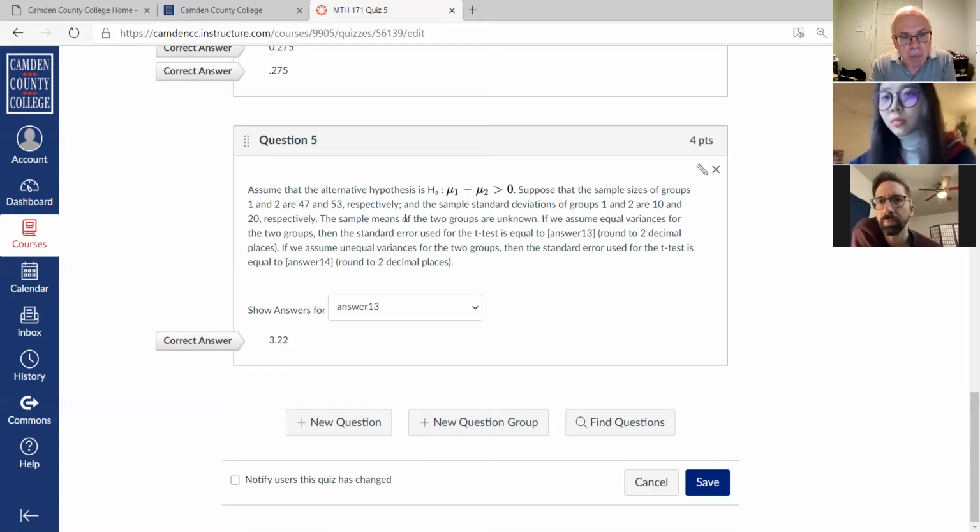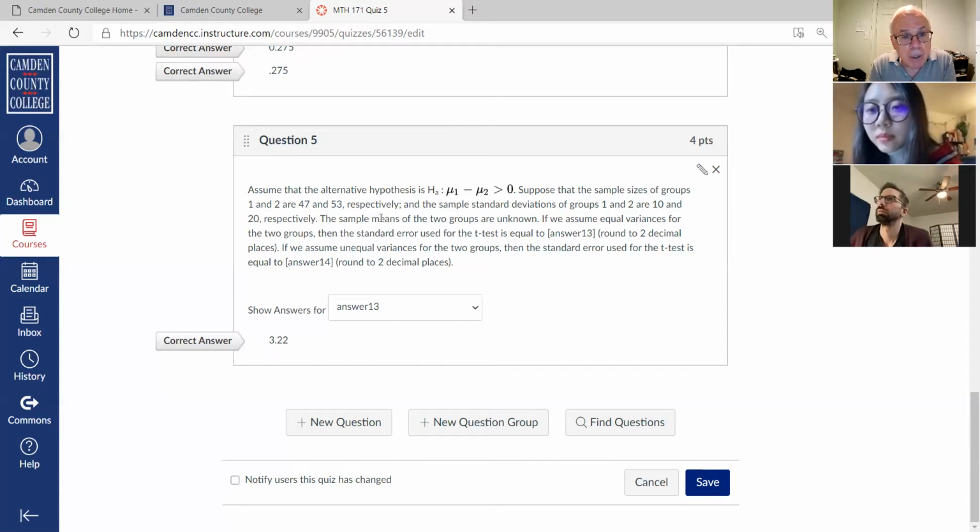I'm purposely saying the sample means of the two groups are unknown. Now, why did I say that? It's because I didn't want you to use Minitab. I wanted you to calculate this without Minitab. So you actually had to go and look up that page in chapter 11 that has all those formulas.